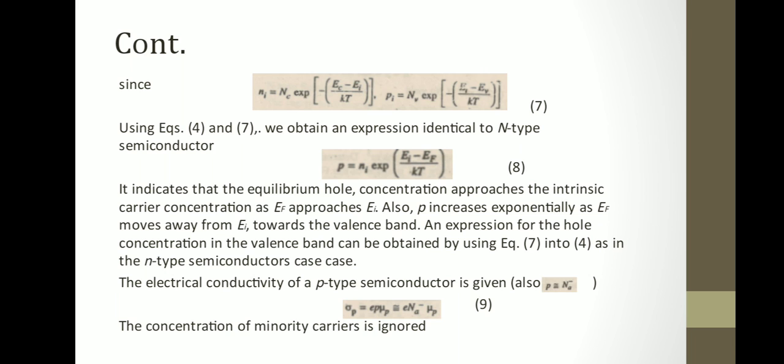The electrical conductivity of a p-type semiconductor is given as, since P is approximately equal to Na negative, sigma p is equal to e p mu p, which is equal to e Na negative mu p. Here sigma p is the conductivity of the p-type semiconductor, P is the concentration of holes, mu p is the mobility of holes, and e Na negative is the ionized acceptors. Here the concentration of the minority carriers is ignored.